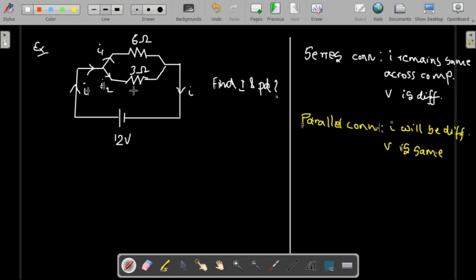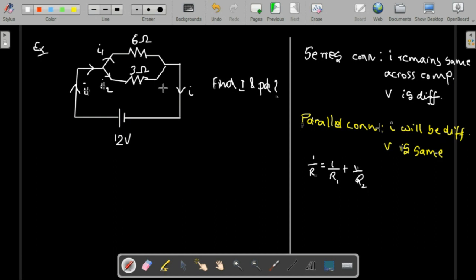There are two ways of doing it. You can find the equivalent resistance here because they are in parallel. If it's a parallel combination, we can take the equivalent: 1/R is equal to 1/R1 plus 1/R2, and then take the equivalent resistance, do the same calculation, and you'll find the current. But we are not going to do that. In fact, we are going to use a simple trick here. So what will be my trick?